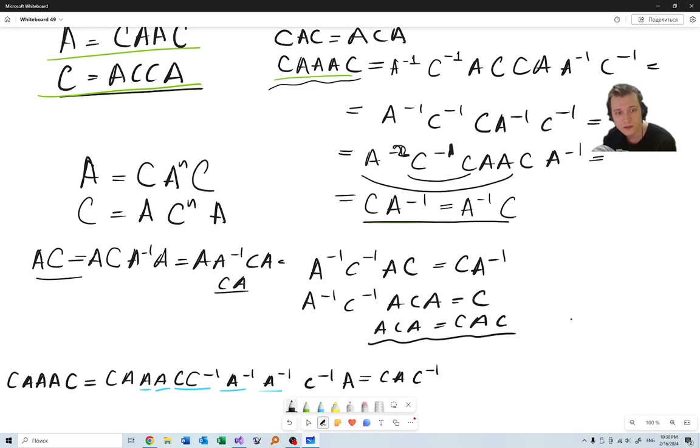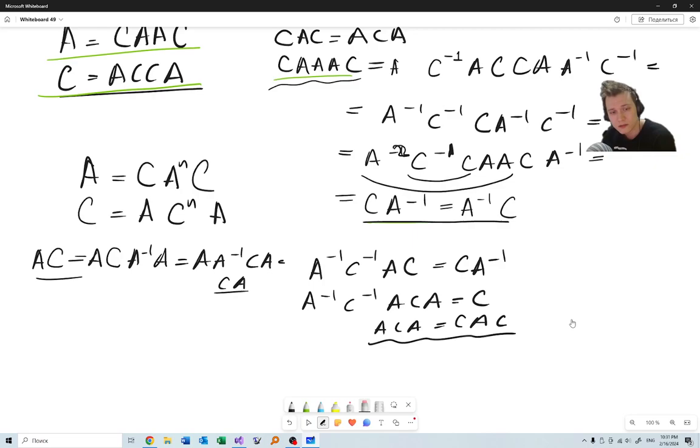This is where I get an error. This is not A minus 1, I think. Yeah, it should be simply A. Yeah, I think it should have been A. Unfortunately, it should have been A. Okay, let's fix this chain then. Okay, so this is A, C minus 1, AC. And then we added C, A minus 1, C minus 1, which is fine.